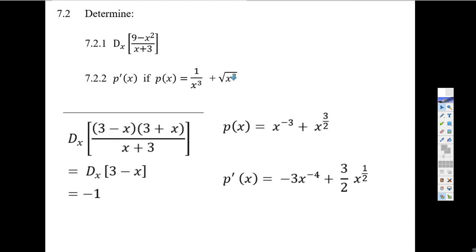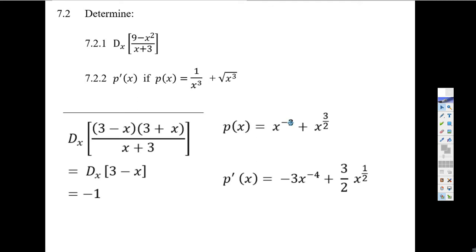This square root can be written as a fraction exponent. Square root means put a little 2 down there. Cubed root, you'd put a 3. Fourth root, you put a 4. And cubed just goes on top. Now it's in the right form to do the derivative thing.